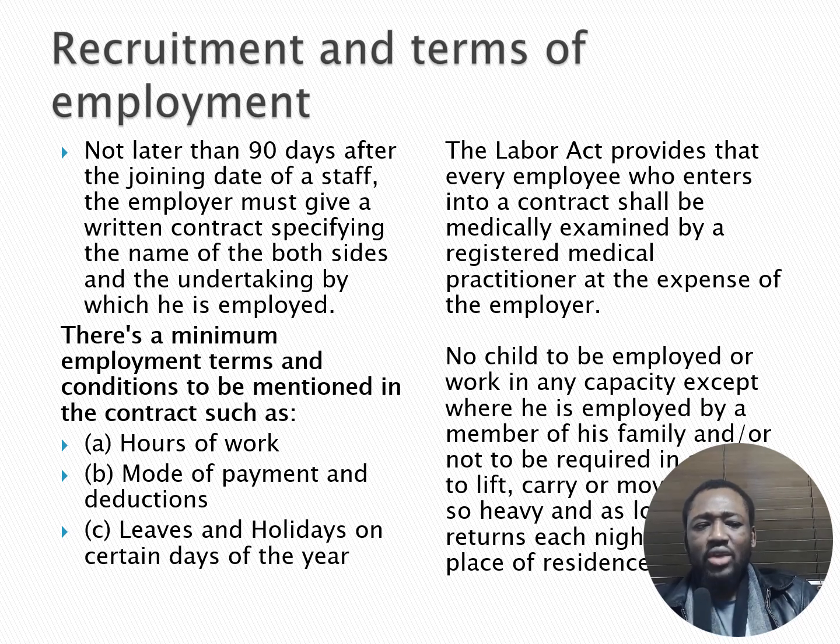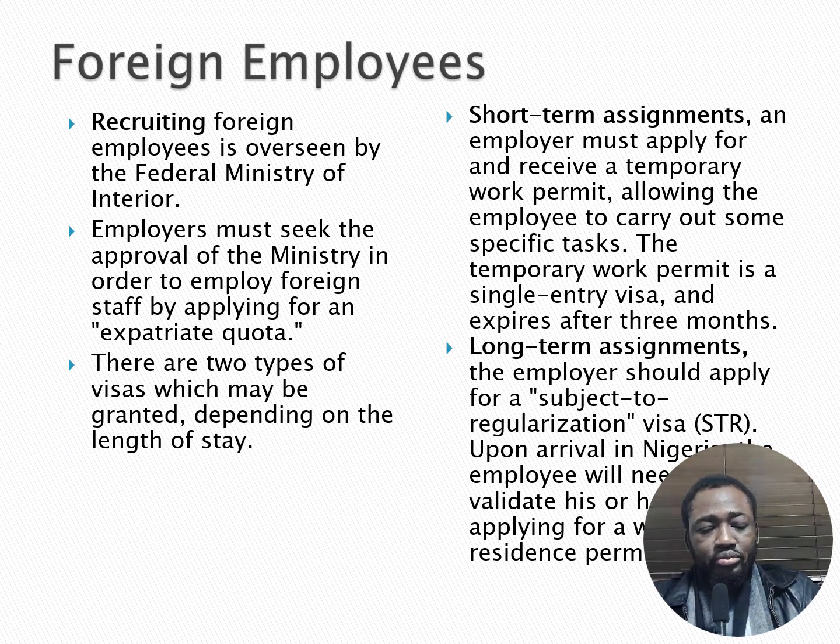So there's a minimum that it would cover, of course, hours, mode of payment, leaves and holidays and things like that. So no child would be employed to work in any capacity except where employed by a member of family and not required to lift, carry, or move things. So that's children working. It's an entirely different area. We do not employ anyone that is a child under Nigerian law. So that's 18 and below.